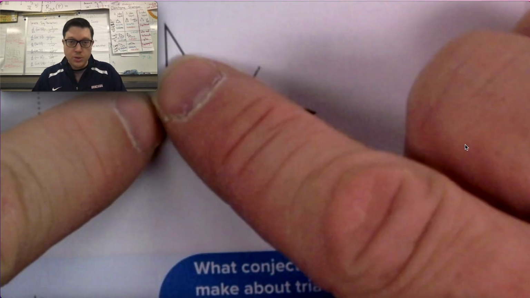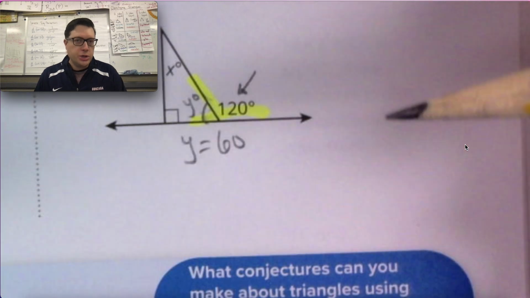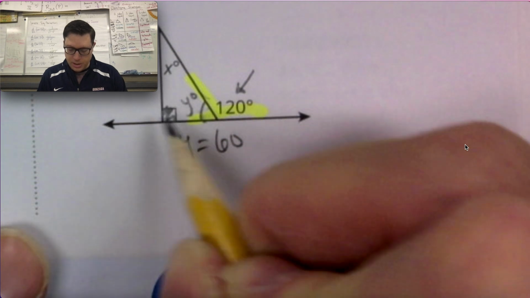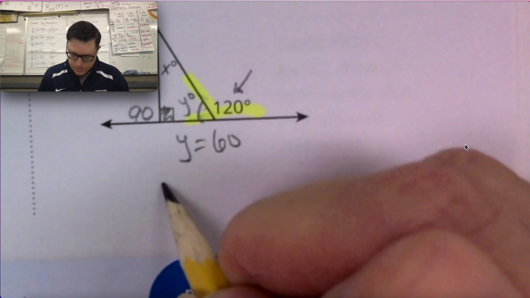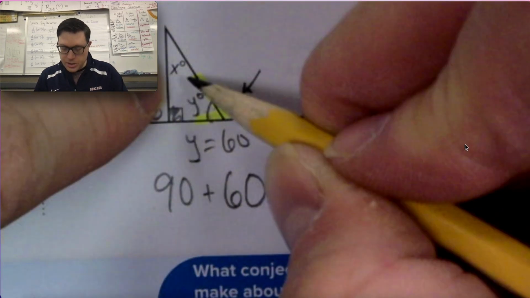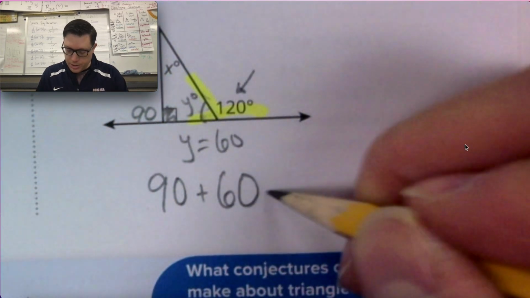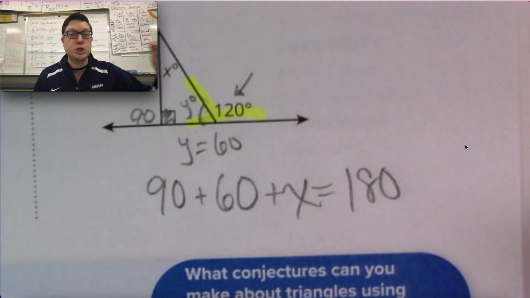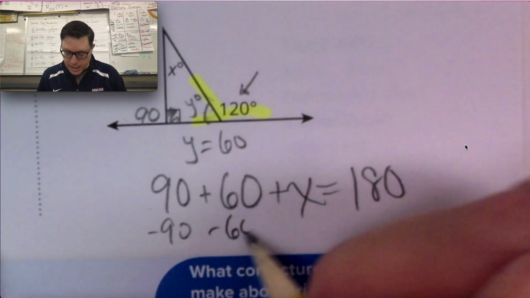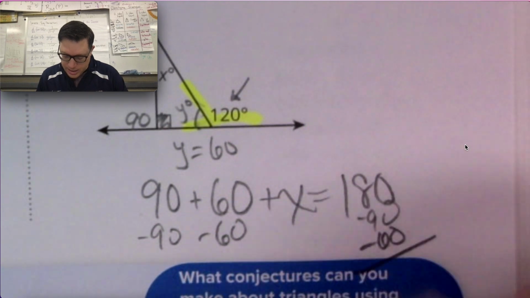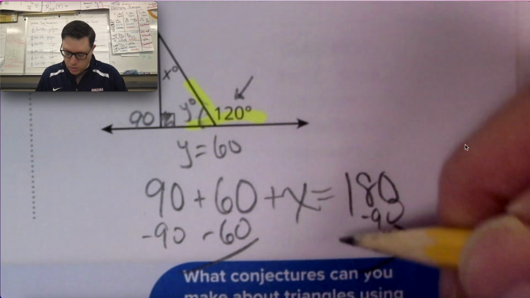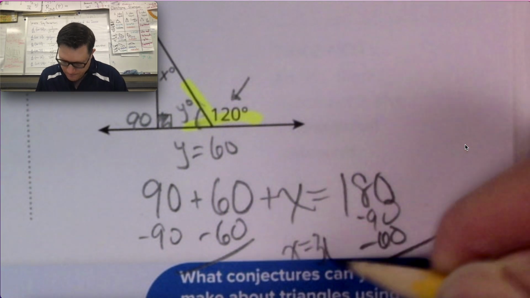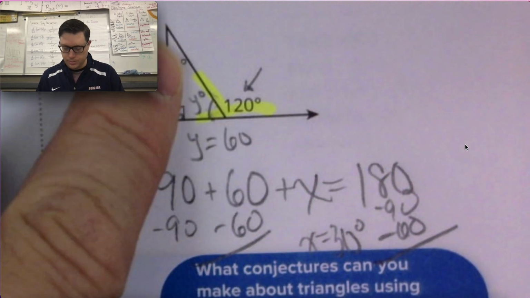Then all 3 angles of this triangle add up to 180 degrees also. So 90 degrees, that's what the box means. The box means 90, plus 60. And then this third angle up here, this X angle, we're going to include that, and the total answer is 180 degrees. Doing some subtraction, subtract 90, subtract 60, you get X equals, I'm running out of space, X equals, let's see, 180 minus 90 is 90, minus 60 is 30. X is 30 degrees.